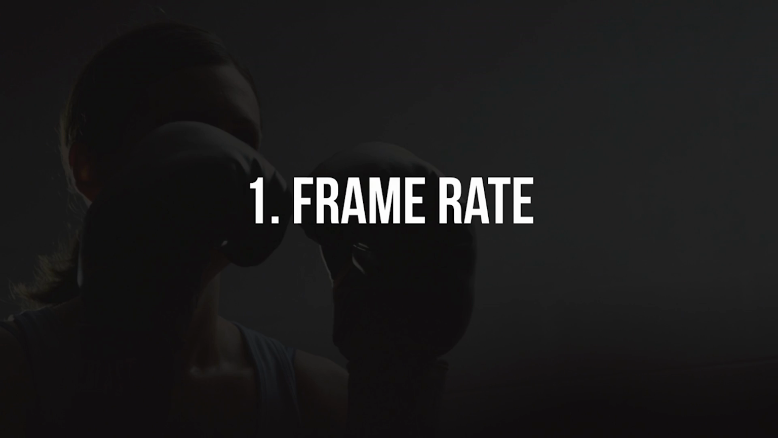So number 1 is your frame rate. To start getting the cinematic look, you have to set the frame rate on your camera to 24 frames per second. In reality, it's actually 23.976, but your camera might not say that. So if it says 24, then that's fine. This is really what it's doing.